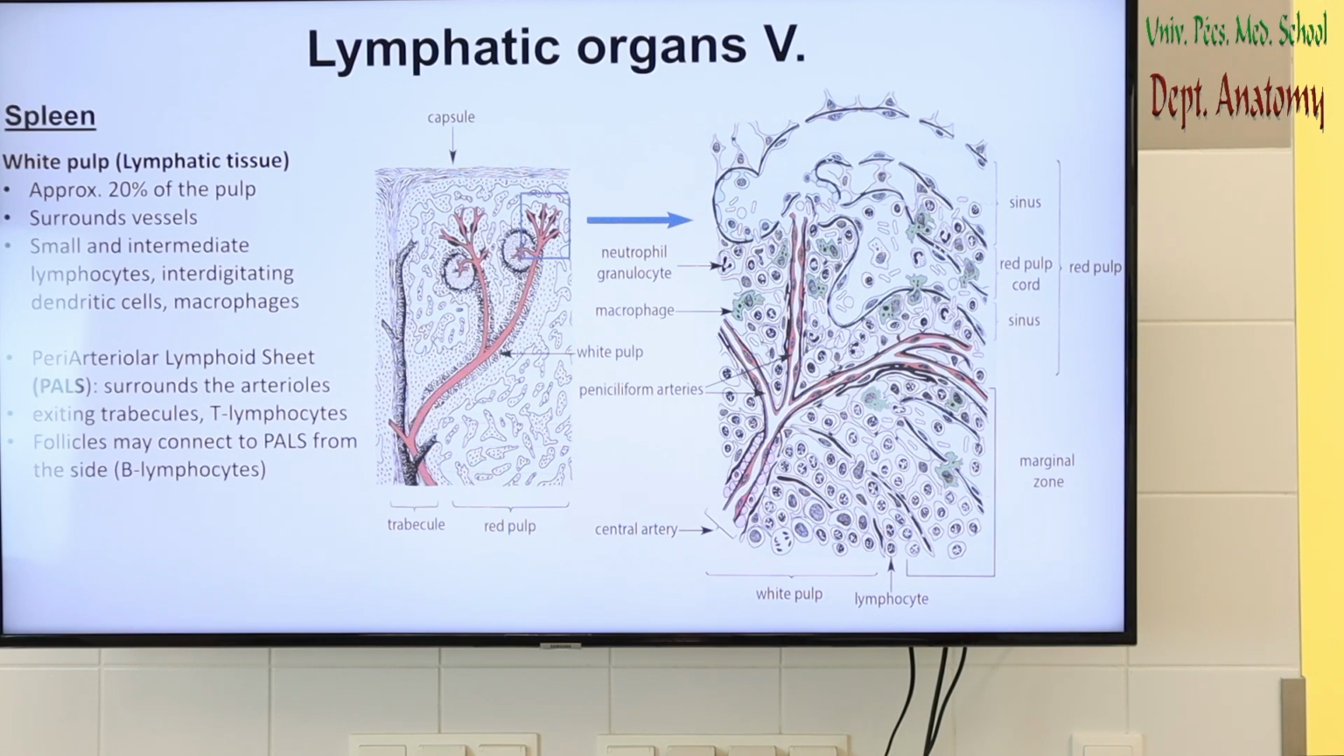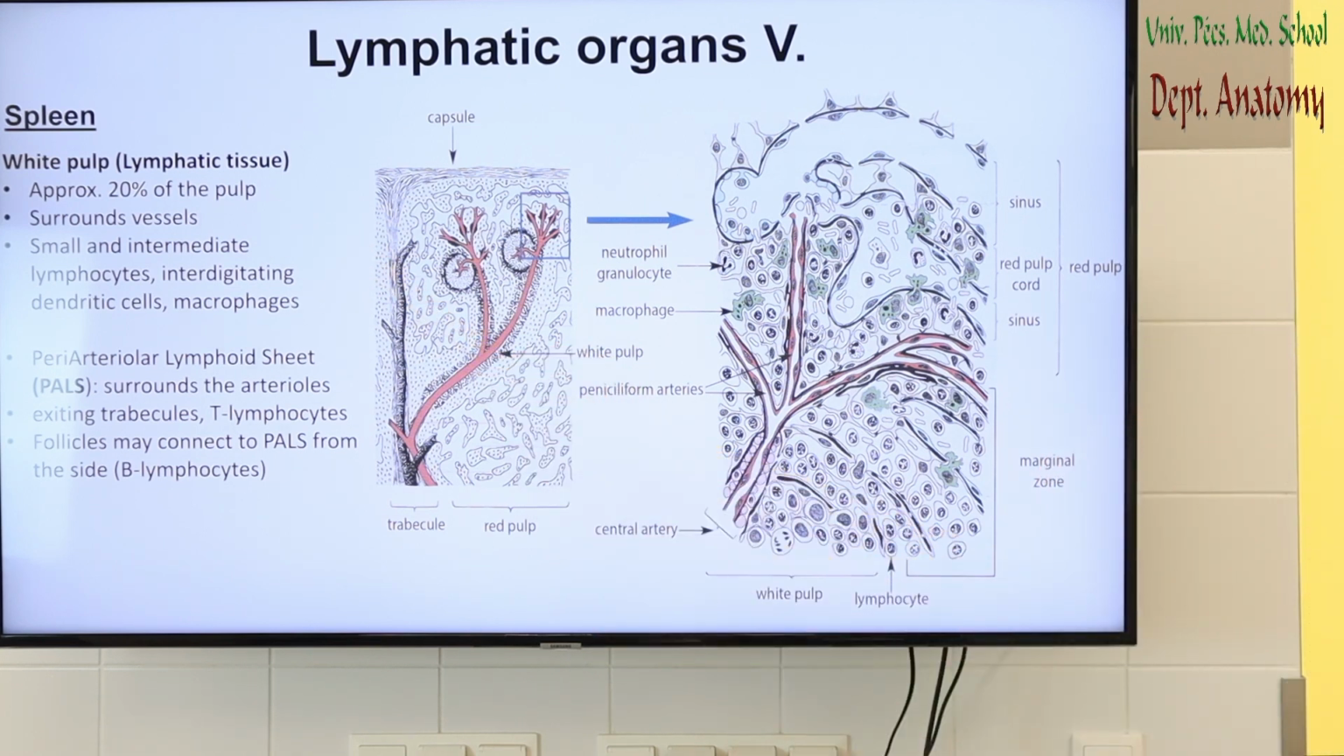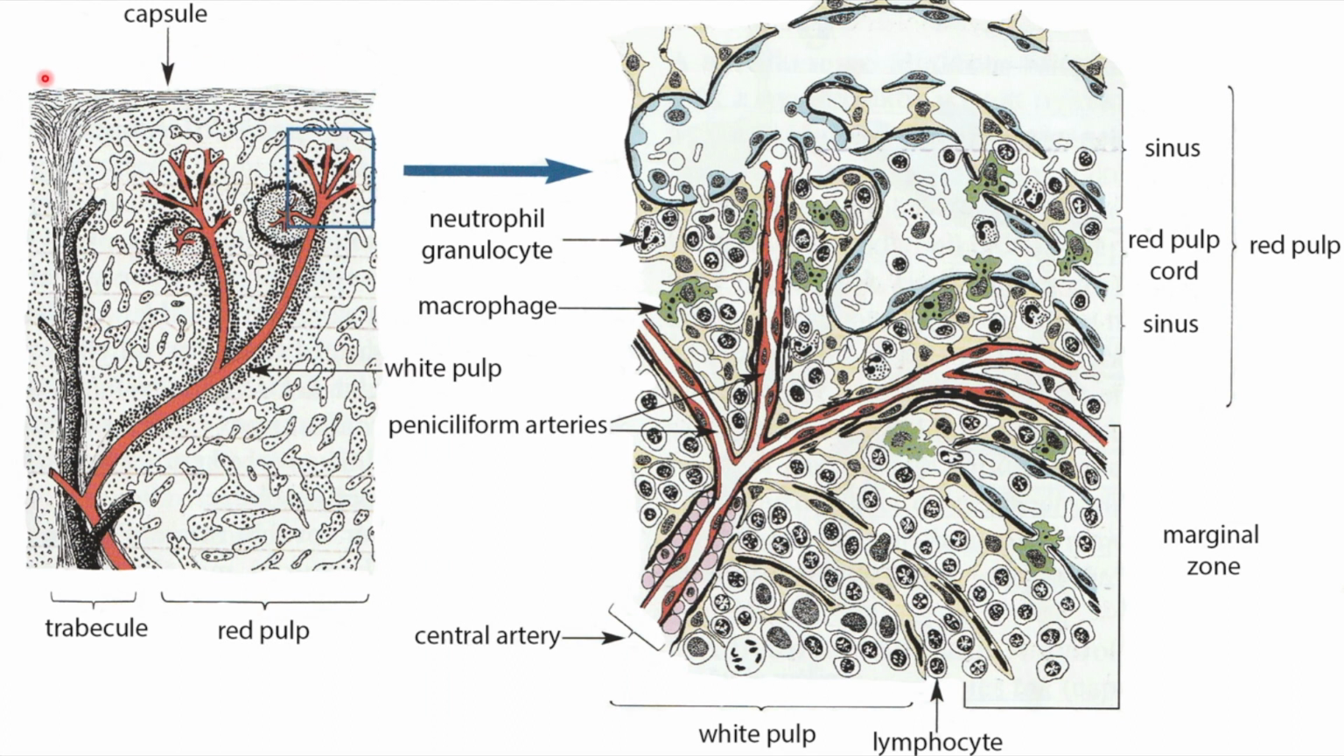First, I would like to define the meaning of the white pulp. The white pulp is basically the lymphatic part of the spleen. This makes up roughly 20% of the entire pulp mass. In this image, you can quite clearly see the finer structures of the spleen. You can see that the capsule itself sends trabeculae into the structure of the spleen. Within these trabeculae you can find the branches of the splenic artery, which are called the trabecular arteries.